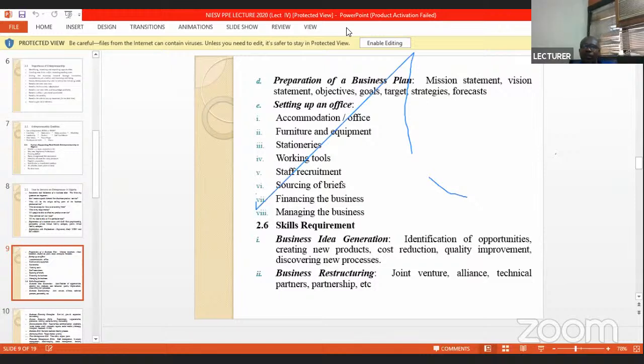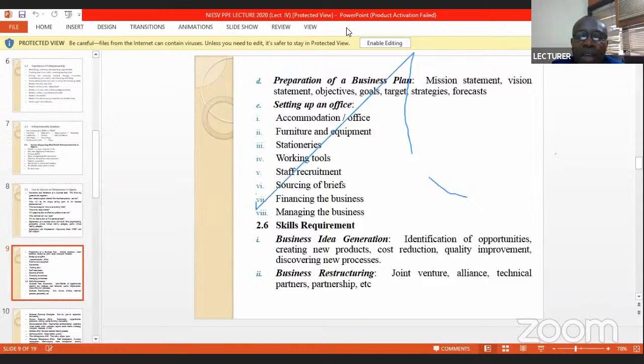Some estate surveyors go ahead to join some very interesting clubs like Ikoyi Club in Lagos. In Enugu, there's a club they call the Sports Club. When you join these clubs, you are likely to meet the clients, the correct clientele. And if you have the correct clientele, you now need to be in business.